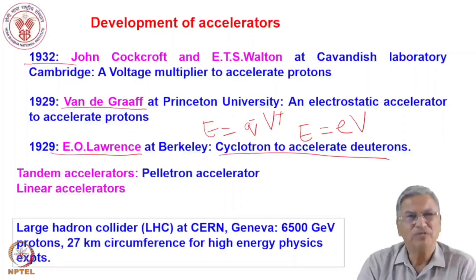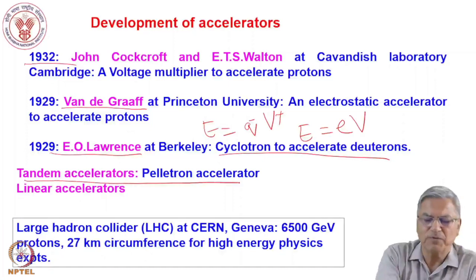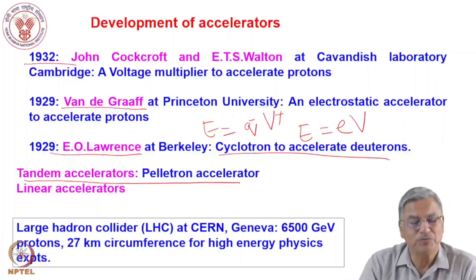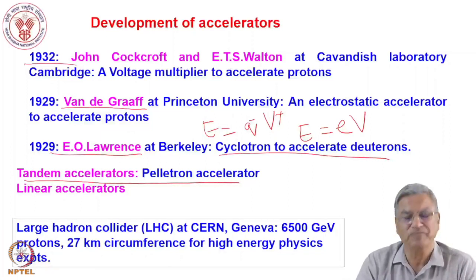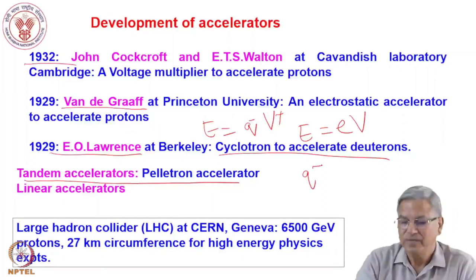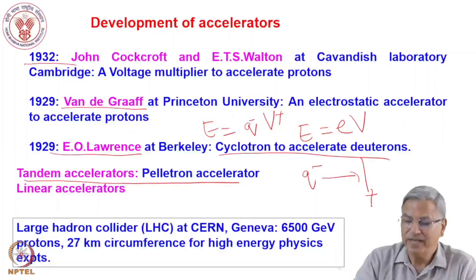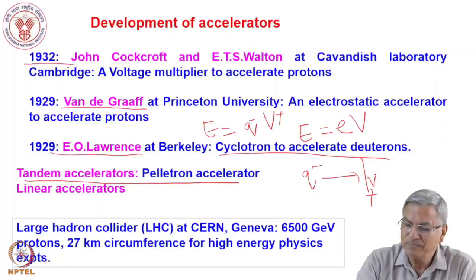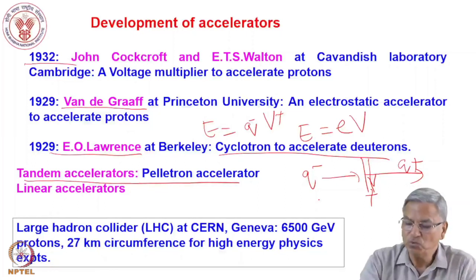In fact, later on in the 1950s, other variants of accelerators became available. One of them is called tandem accelerators. Tandem essentially means two stage. So you start with a negative ion, accelerate to a positive potential, and at this point you put a stripper foil, and then you will see Q plus. So it is a two-stage acceleration.